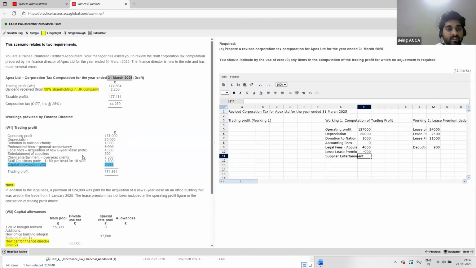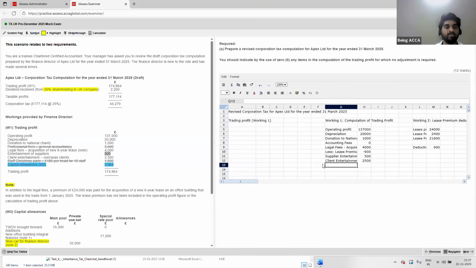Supplier entertainment is again a cost that should be added back because it is disallowed expenditure. It should be added back. And next we have client entertainment. Again, client entertainment is also a disallowed expenditure and has to be added back at 2,500.